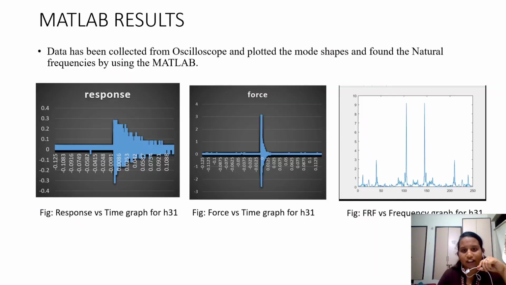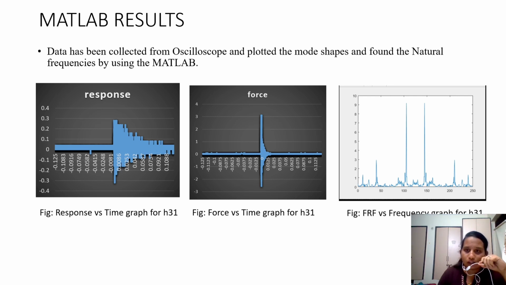Collecting the data from the experimental procedure through the oscilloscope, which is force and response, in an Excel file, and inserting the Excel file into the MATLAB code, I got the response versus time, force versus time, and frequency versus FRF from the first hitting position.